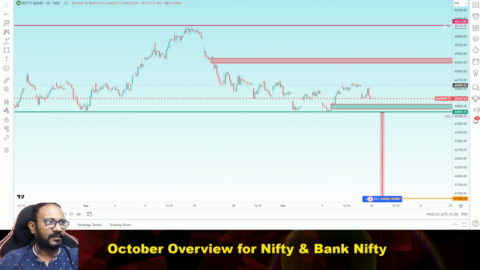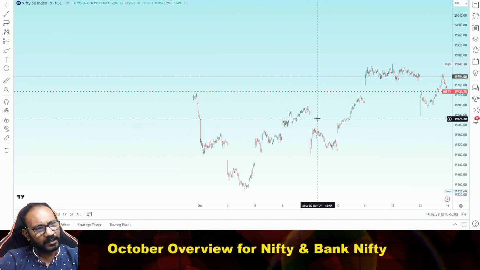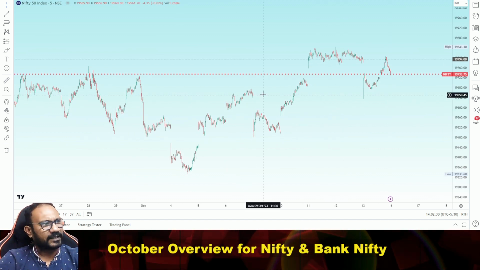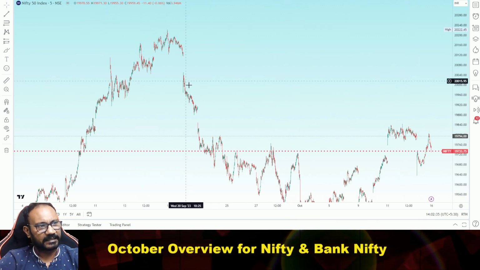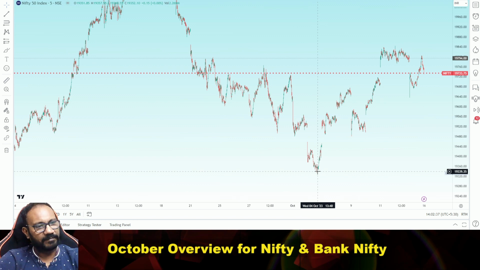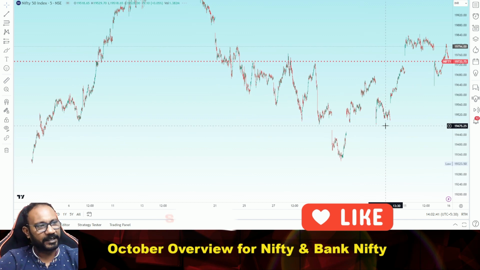All right, let's now study Nifty. Nifty again has a similar pattern. It has fallen from the peak, and then you see that it has reached a bottom and then retraced to some extent, and then it is again coming down.